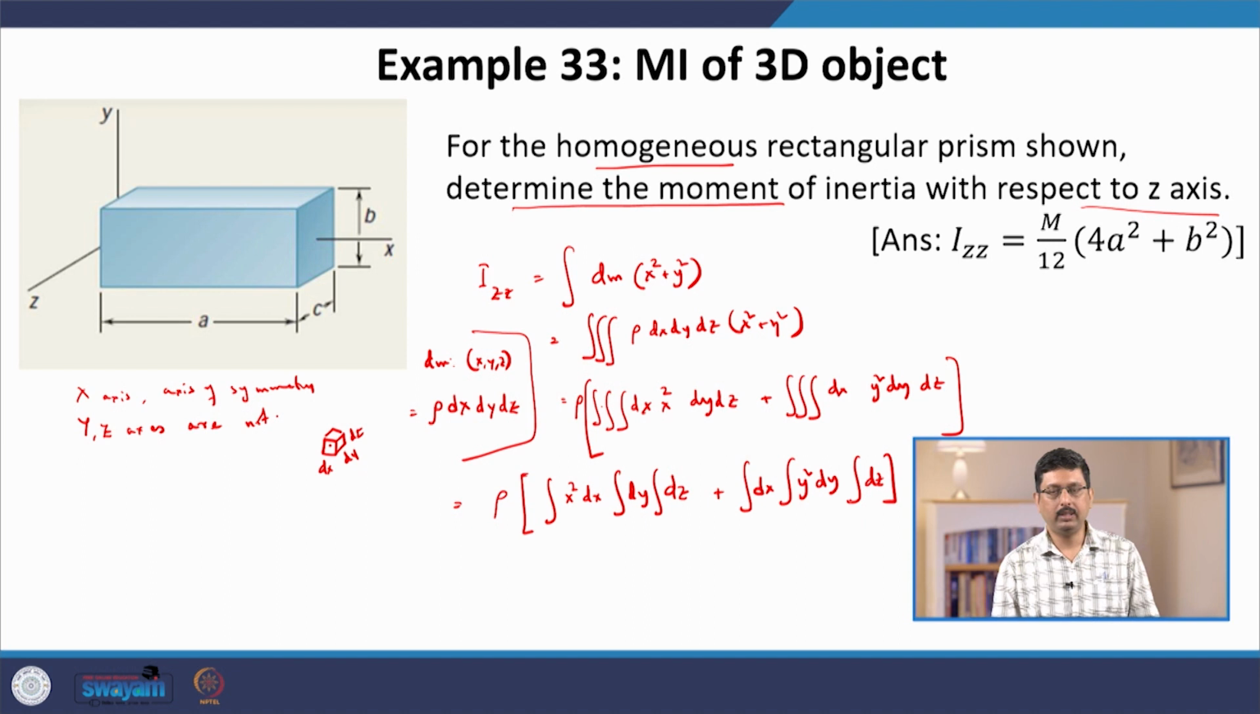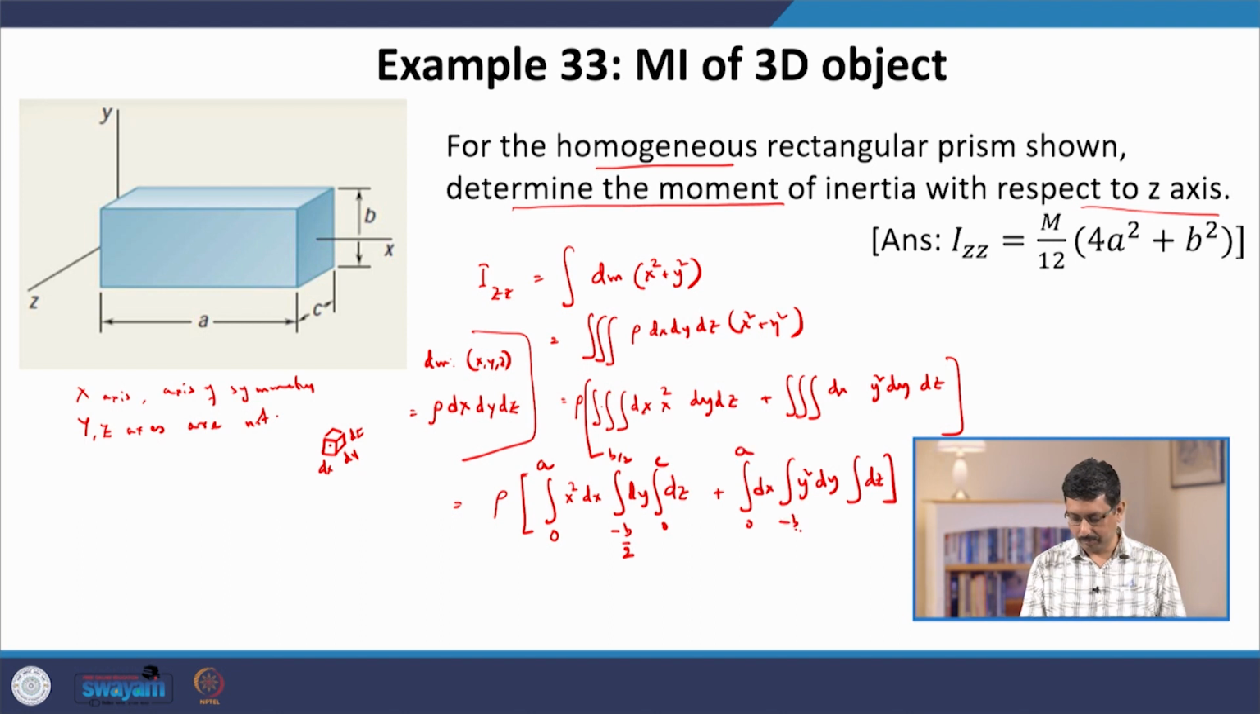Now, all that remains is to put the limits of the integral. From the figure, x varies from 0 to a. Now, y varies, be careful. This is where you need to pay attention to the detail. The y varies from minus b by 2 to b by 2, and z varies from 0 to c. Then we get our answer.